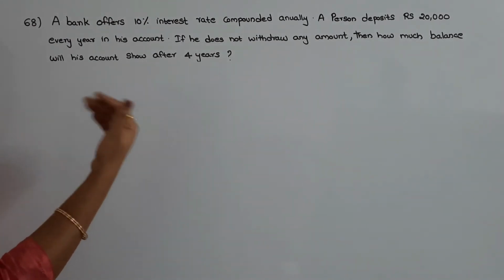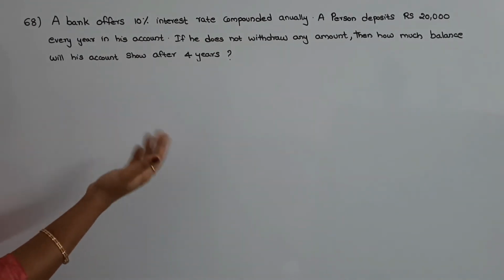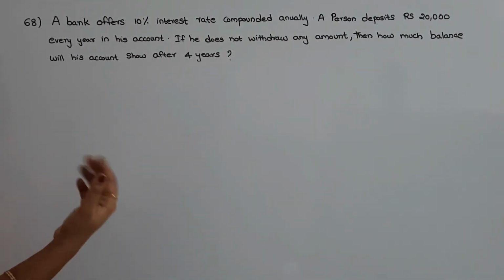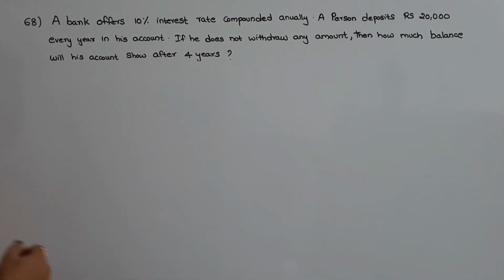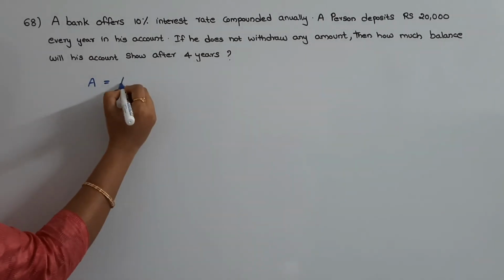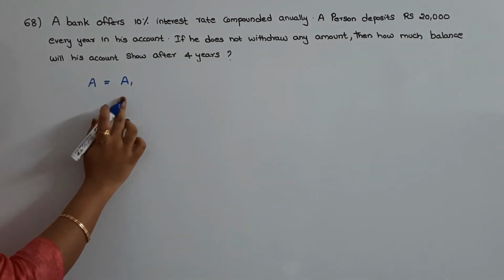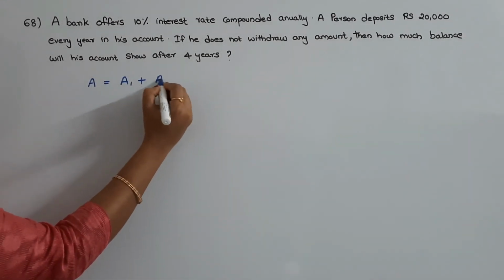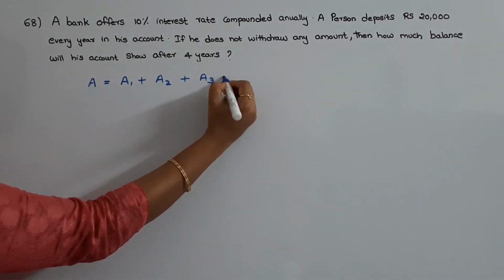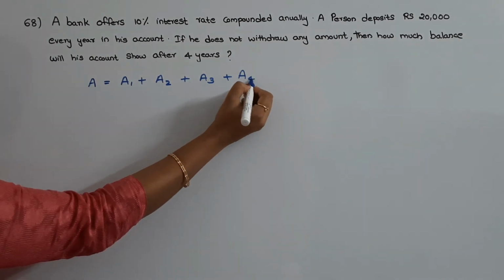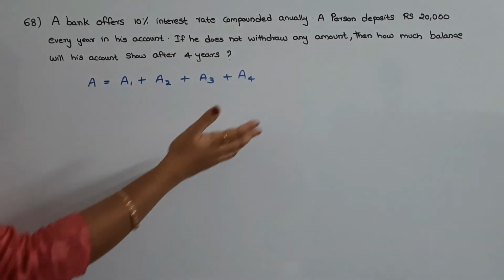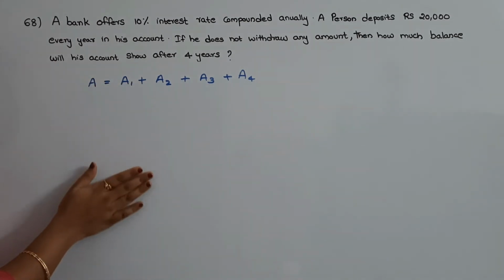That is, he is depositing 20,000 rupees in the first year. In the second year also he is depositing 20,000. Third year also he is depositing 20,000. And the fourth year also he is depositing 20,000. Then we need to find out what is the total amount. So total amount will be equal to amount for the money he deposited in the first year plus amount for the money he deposited in the second year plus amount for the money he deposited in the third year plus amount for the money he deposited in the fourth year. So we need to find out these amounts separately and then adding all those amounts we will get the total amount.